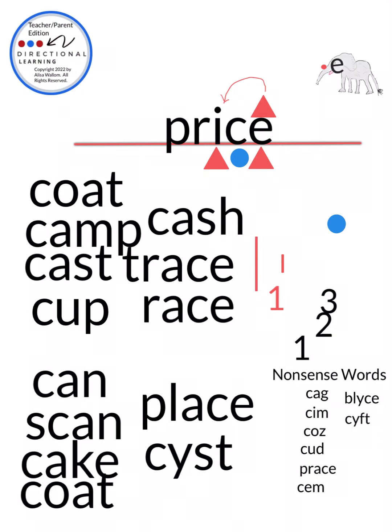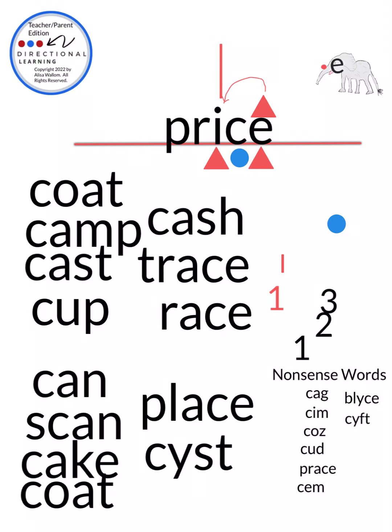So we can get our sound stick out here, for the long sound. And then they can number it. So PR is a blend. It's going to live in the beginning. This is the middle, that vowel there. And then the E is at the end, and it takes the blue letter. So these two letters will live in this parking spot here. And then they can go ahead and touch it and say the word.